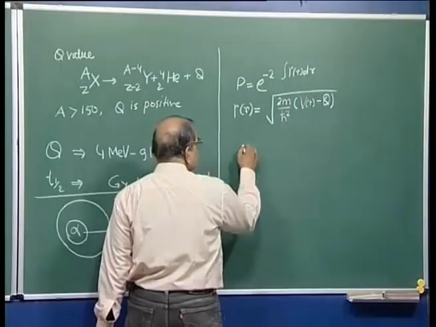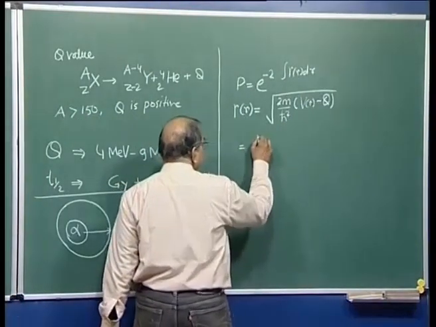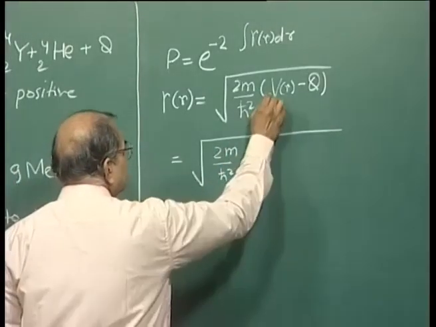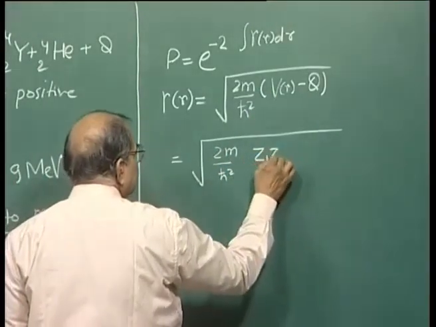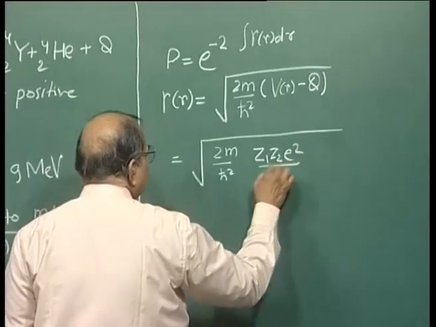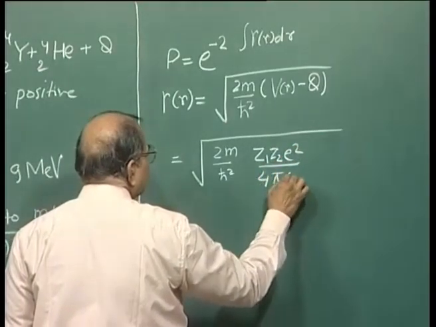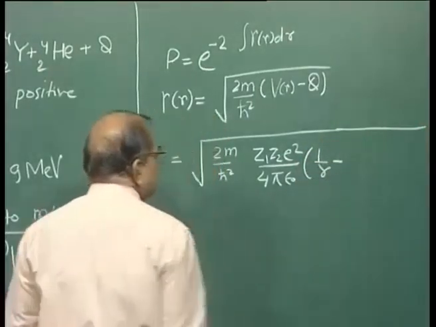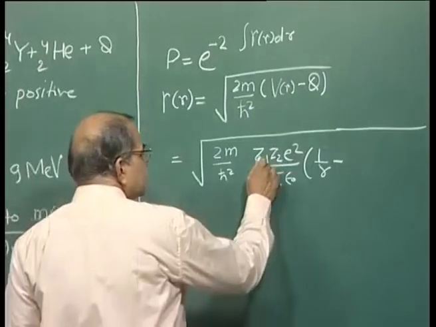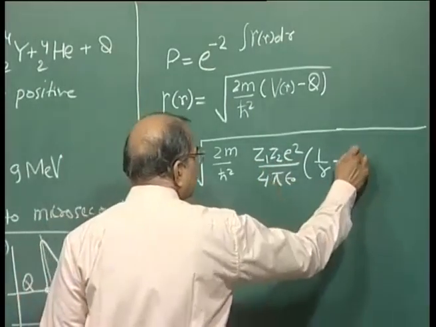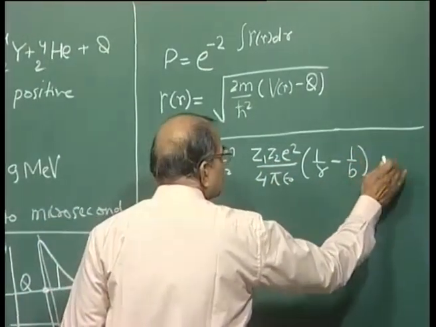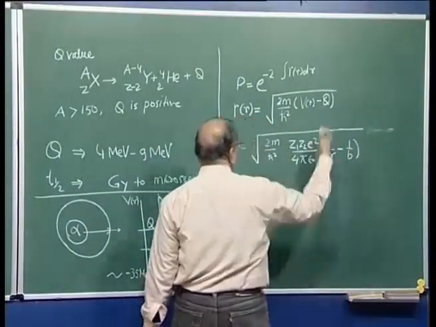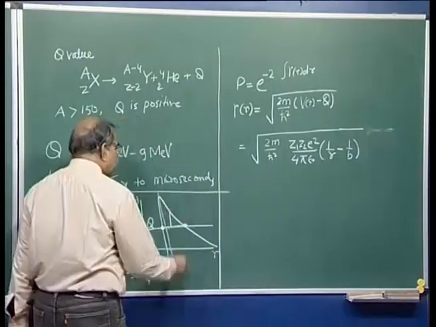This is 2m over h cross square, and then V r is Z1 Z2 e square by 4 pi epsilon naught times 1 by r, and this value Q is Z1 Z2 e square by 4 pi epsilon naught 1 by b, and that is all. What is b?